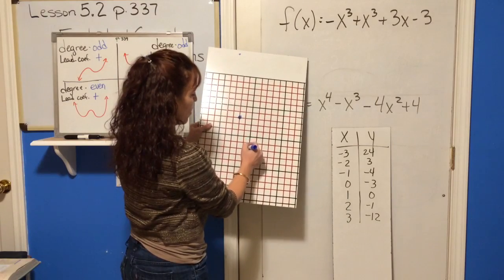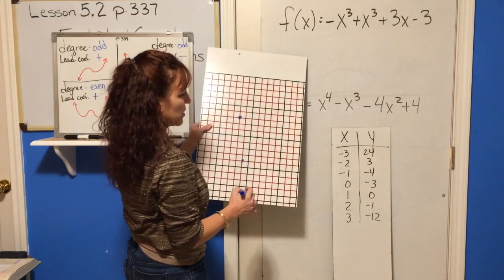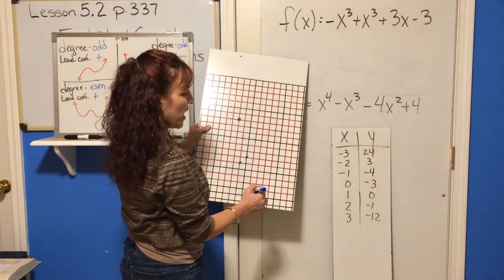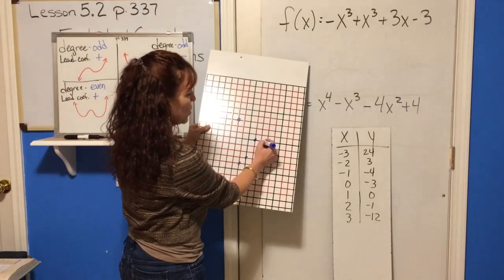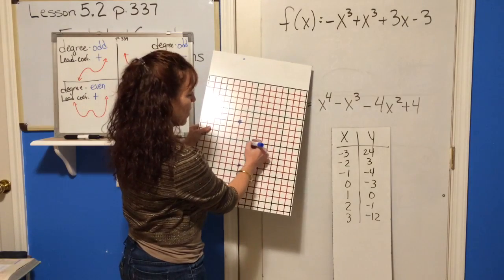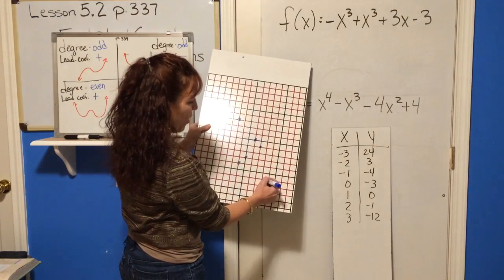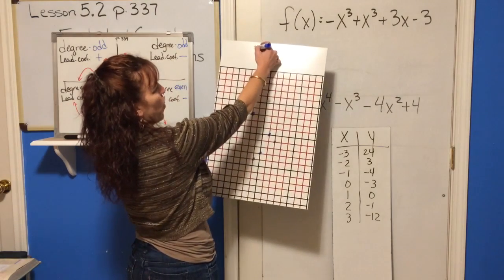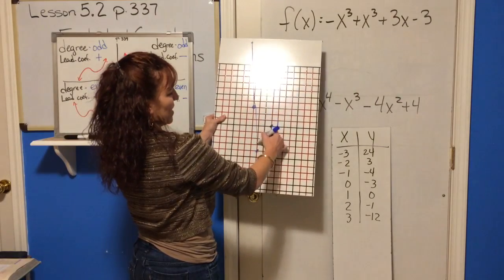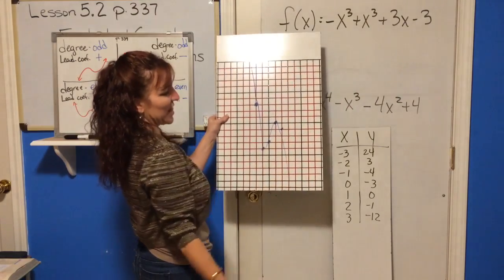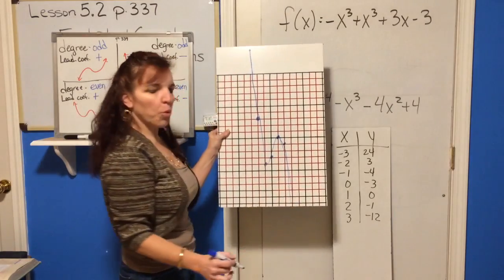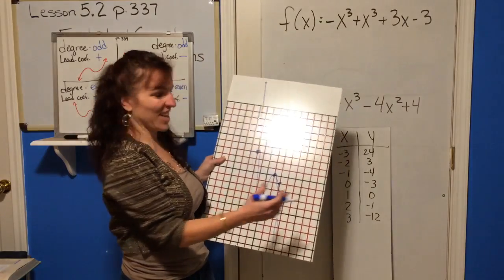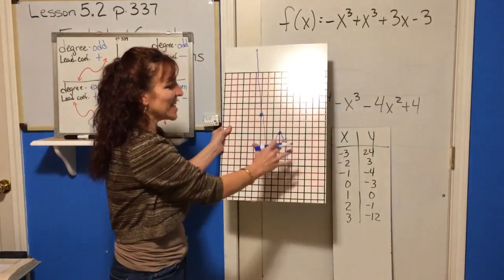-1, -4. So we know we go down here somewhere. 0, -3. 1, 0 is here. 2, -1 is here. 1, 2, 3, -12 is somewhere off the chart here. So we can see that we went somewhere from way high and we came way down here. Oh, and it did something like that. So once you graph your points, then just play dot to dot and put them together and then look to see, did I do it correctly?